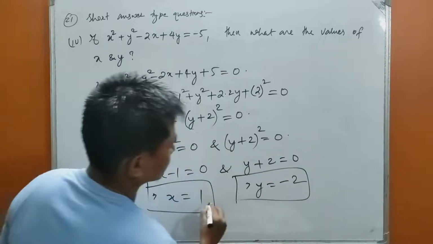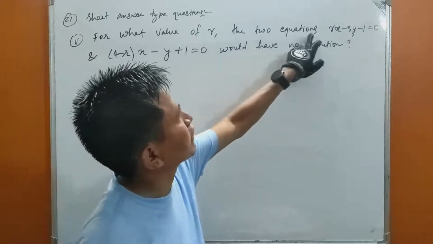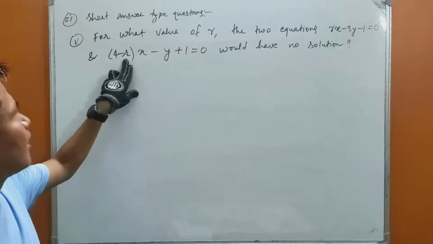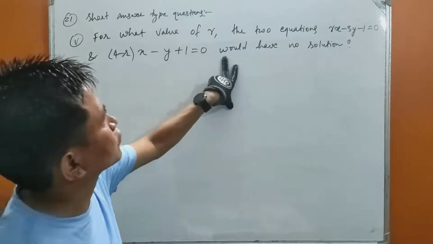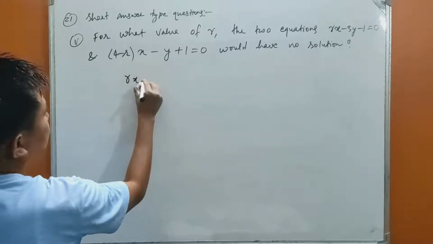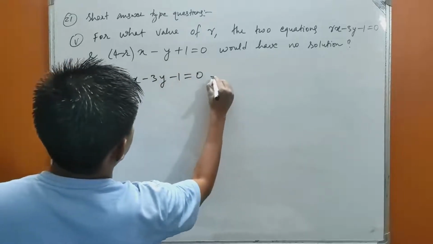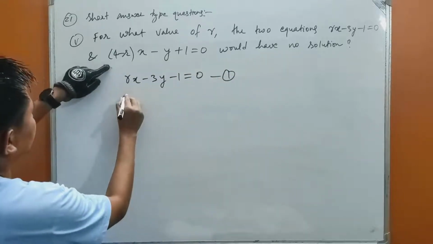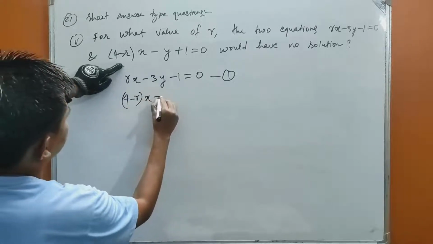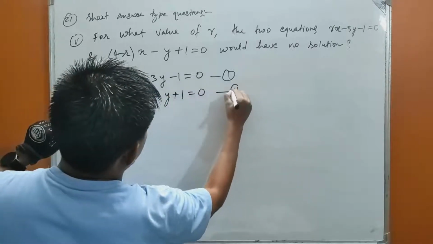X and y. Let's do question number 5. For what values of r the two equations rx minus 3y minus 1 equal to 0 and 4 minus rx minus y plus 1 equal to 0 would have no solution? Okay, let me write these two equations first. Rx minus 3y minus 1 equal to 0. This is equation 1. And equation 2, 4 minus rx minus y plus 1 equal to 0. This is equation 2, isn't it?